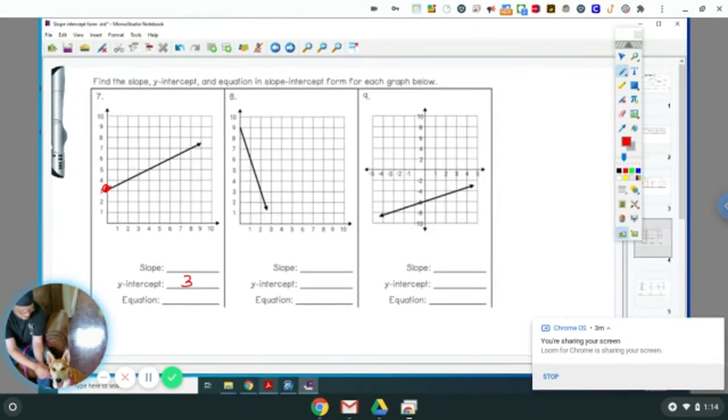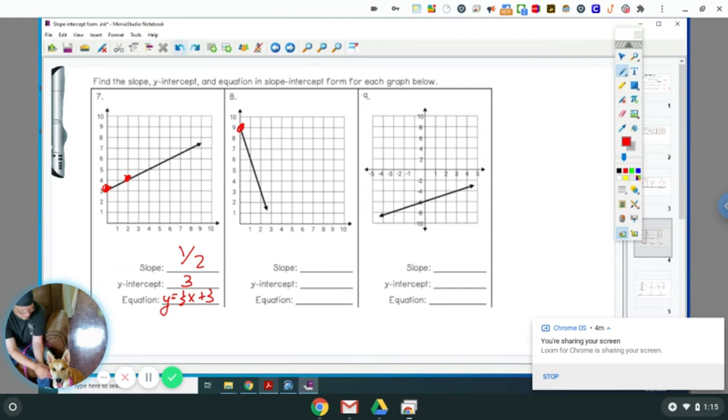Now I need to find my slope. So for my slope, I need another point. So this would be another point. So I'm going to rise. So I rise 1 and I run 2. So my slope is 1/2. So my equation would be y is equal to 1/2 x plus 3. Okay, so now here, my y-intercept is 9.